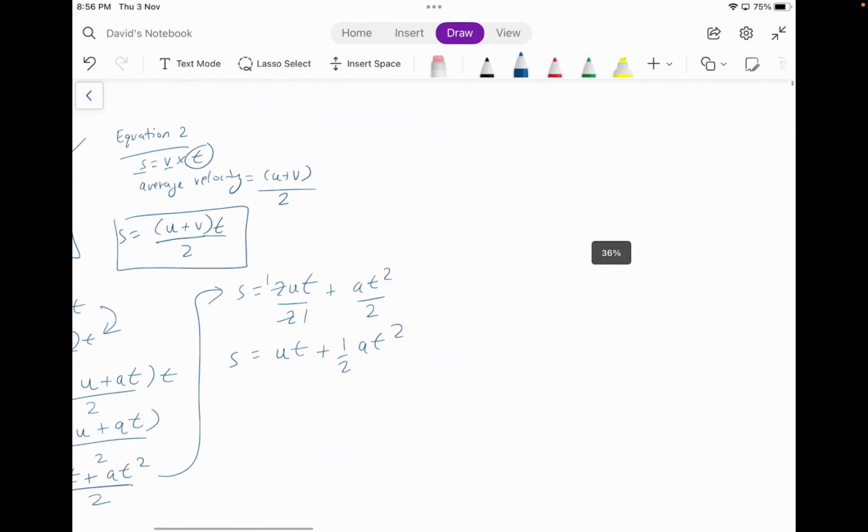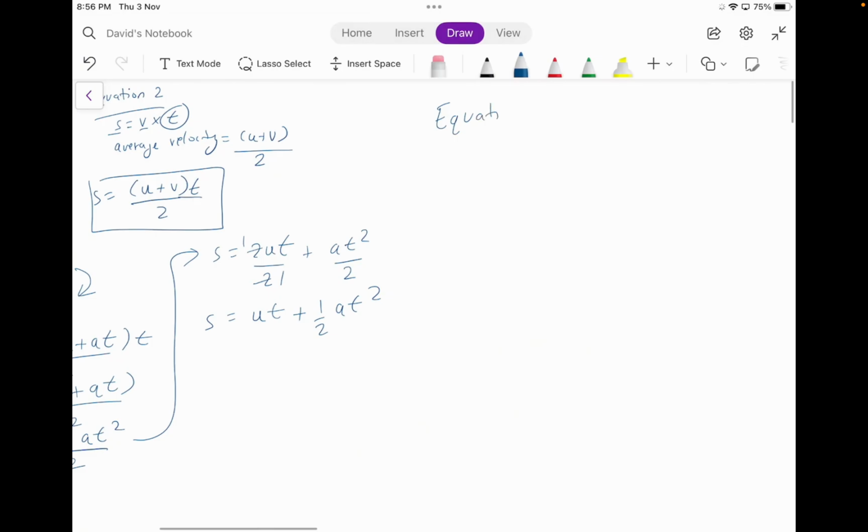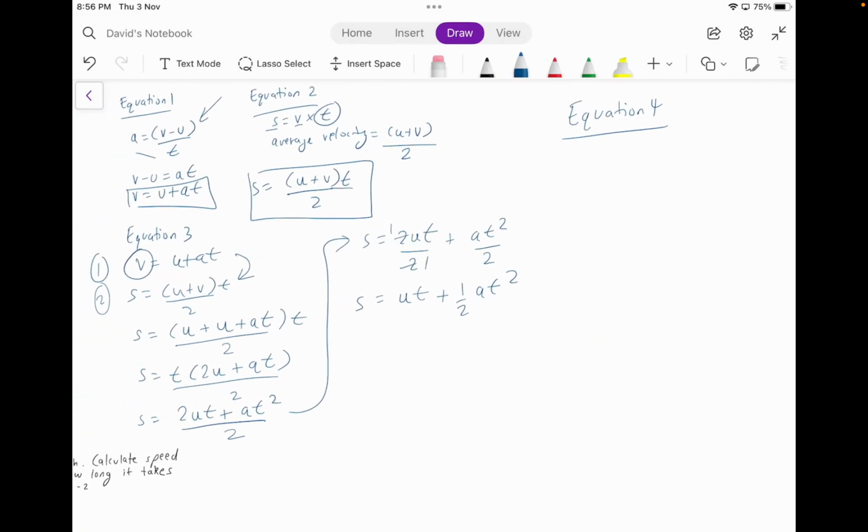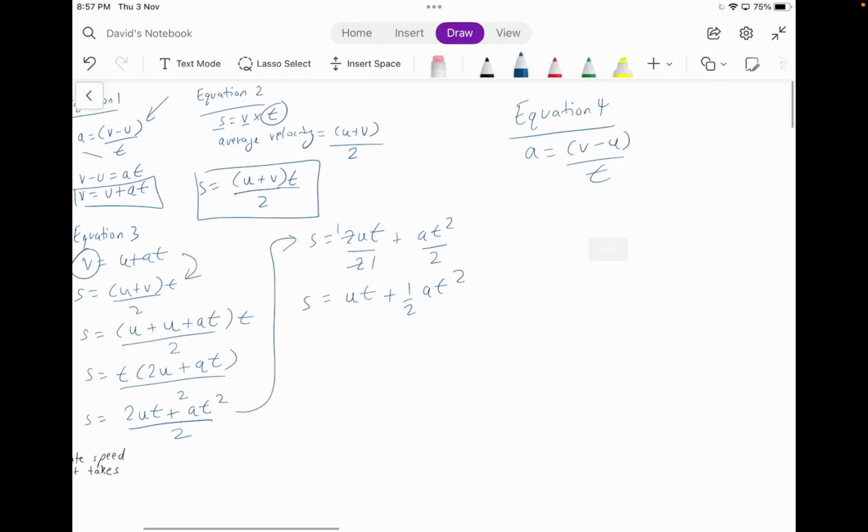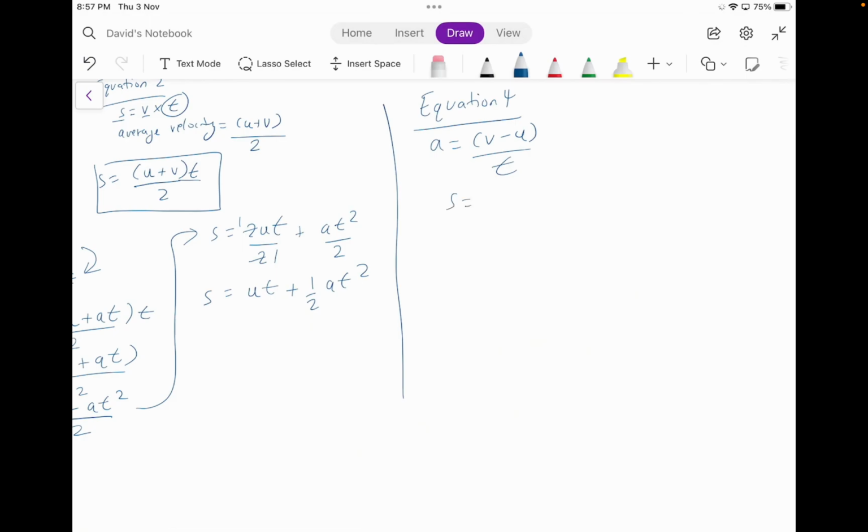So equation 4. Equation 4 is pretty interesting. The fourth equation is also obtained by combining equations 1 and 2, but this time we have to eliminate t. This can usually be done by multiplying both equations. So we have to use equation 1. Since we know that a equals (v minus u) divided by t, we have derived it from that side. And since we know the formula for s from the second equation, s equals (u plus v) divided by 2, times t.